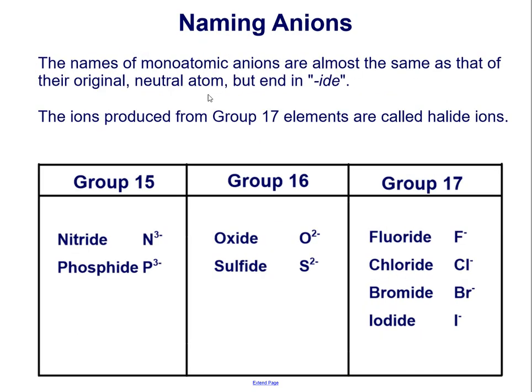Naming anions. The names of monatomic anions are almost the same as that of their original neutral atom, but end in -ide. For instance, nitrogen becomes nitride, phosphorus becomes phosphide, oxygen becomes oxide, sulfur becomes sulfide, fluorine becomes fluoride, chlorine becomes chloride, bromine becomes bromide, and iodine becomes iodide.